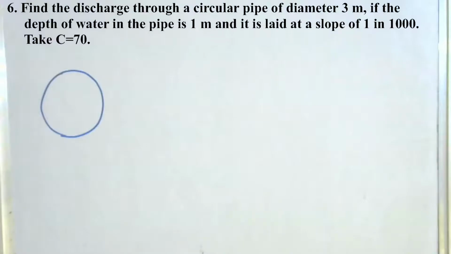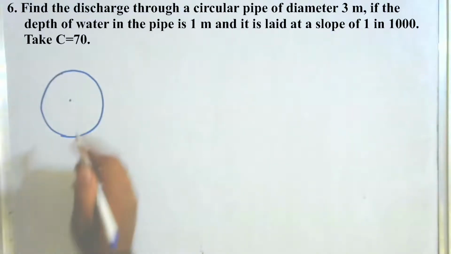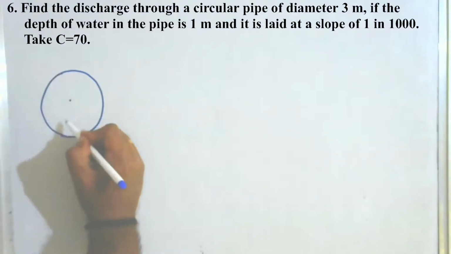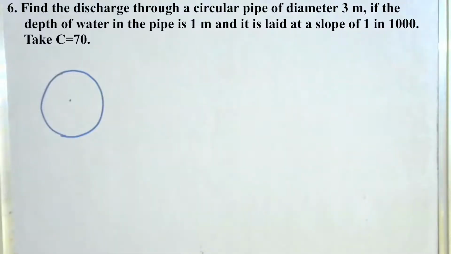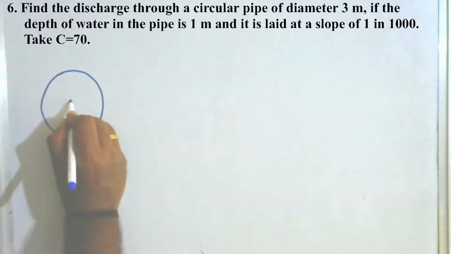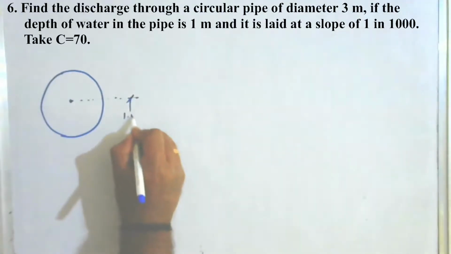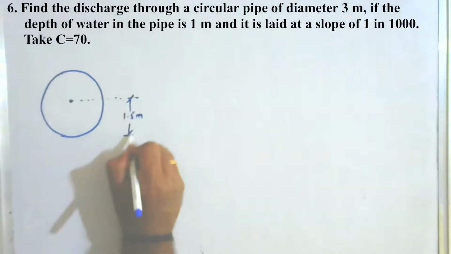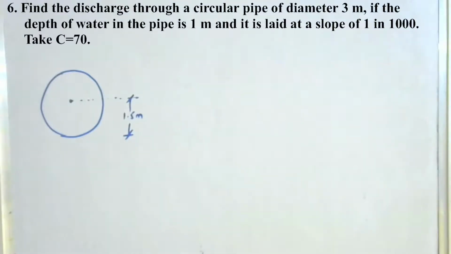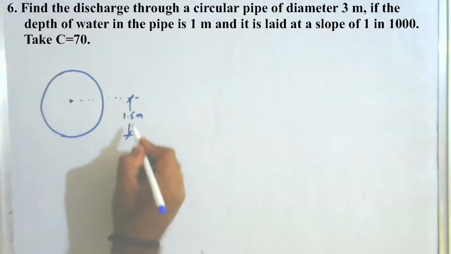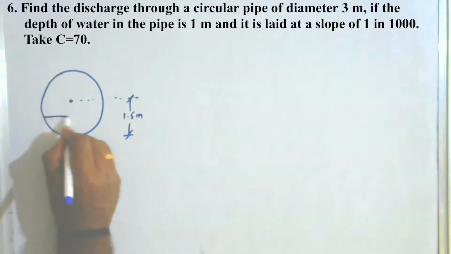This is the circular section, this is the center. Now in case of circular channel, always you have to mark the depth of flow, whether it is greater than the center or below the center of the pipe. In this he has given the diameter of the pipe as 3 meter, means this is 1.5 meter. If the depth of water in the pipe is 1 meter, it is always below this 1.5 only. So this is your water surface.